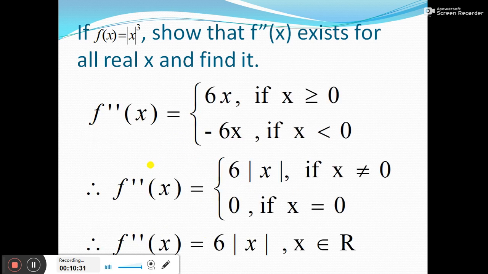Now for the next part, f double dash x is equal to 6x, derivative of 3x square, when x is greater than or equal to 0, and minus 6x when x is less than 0. For this we have to combine these. We can write 6 into mod of x when x is not equal to 0 and 0 when x is equal to 0. Therefore, f double dash x is equal to 6 into mod x for every x belonging to the real numbers. I hope you understand this.